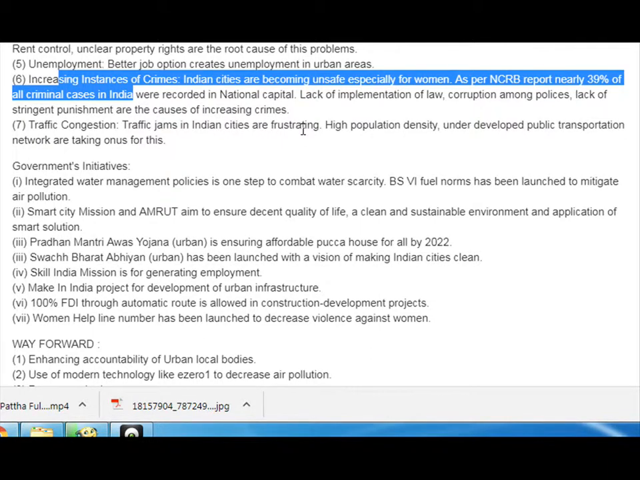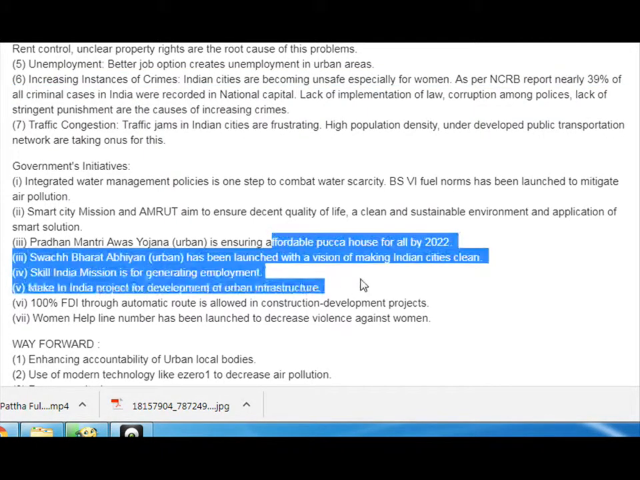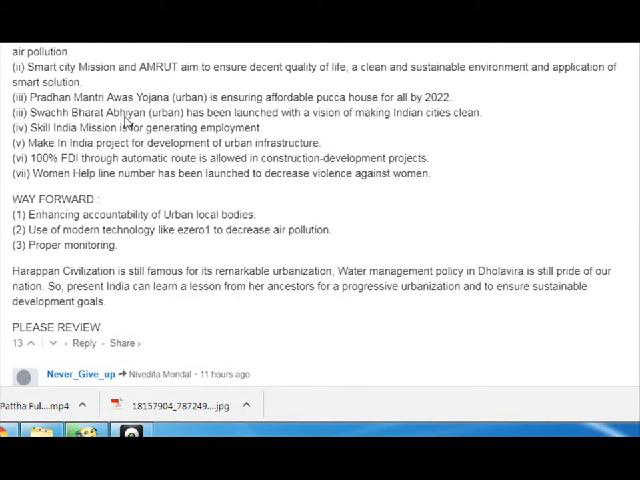3. Smart City Mission and AMRUT aim to ensure decent quality of life, a clean and sustainable environment and application of smart solutions. Pradhan Mantri Awas Yojana Urban is ensuring affordable pucca houses for all by 2022. 4. Swachh Bharat Mission Urban has been launched with a vision of making Indian cities clean.